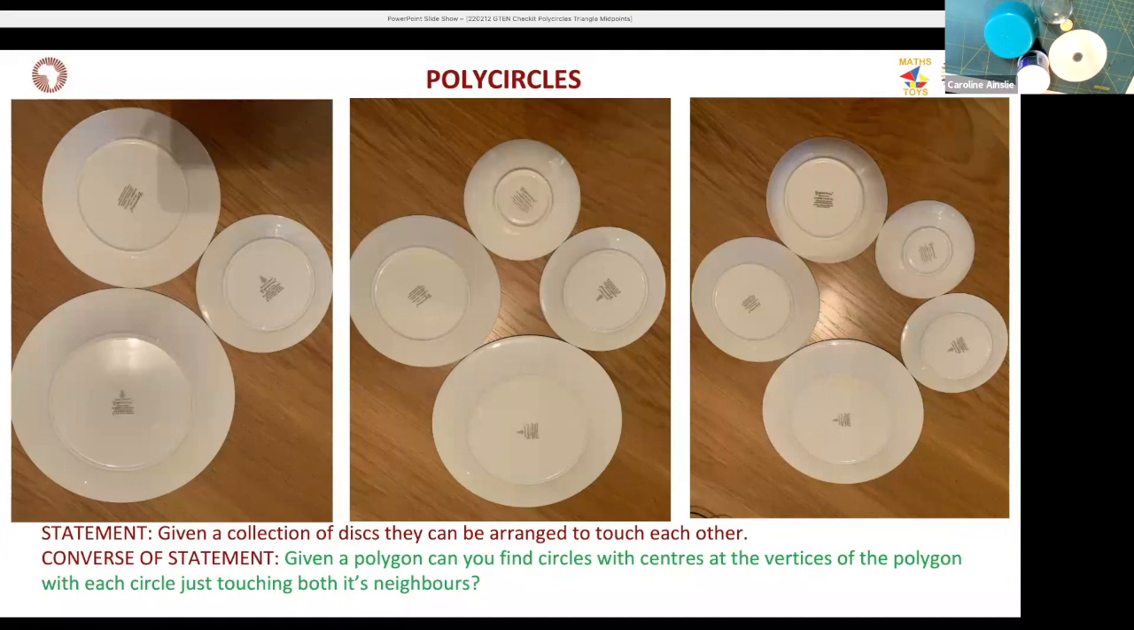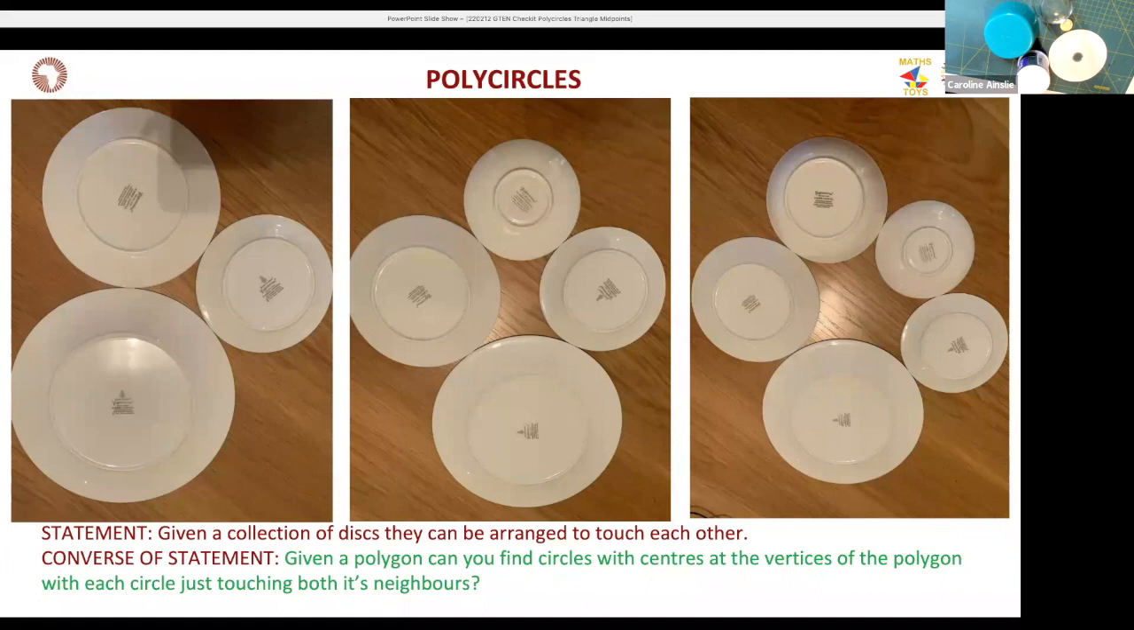Given any polygon, can you find circles with centers at the vertices of the polygon, with each circle just touching both its neighbors? So could you put in the comments whether you think you can always do this? You can always join circles together in a chain. Can you do the opposite way around and create a chain out of a polygon, any polygon?